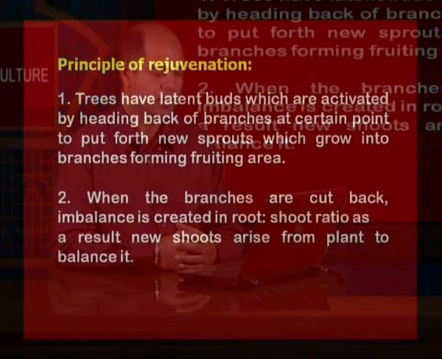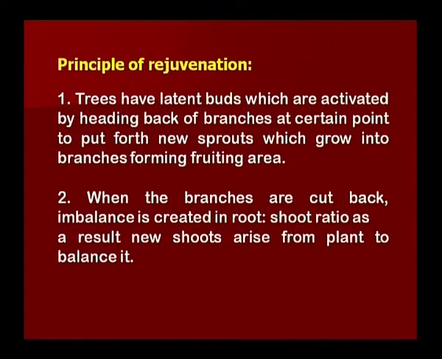Principles of rejuvenation. Trees have latent buds which are activated by heading back of branches at certain points to put forth new sprouts, which grow into branches forming fruiting area. When the branches are cut back, imbalance is created in root-shoot ratio. As a result, new shoots arise from the plant to balance it.